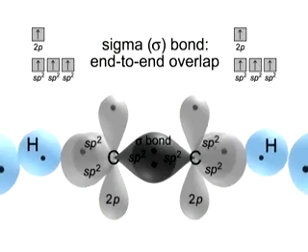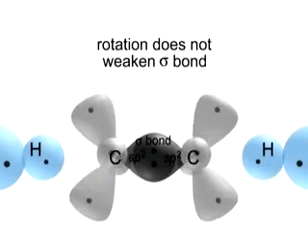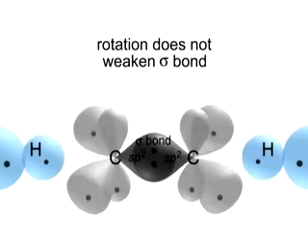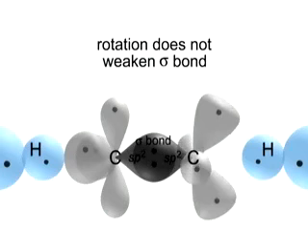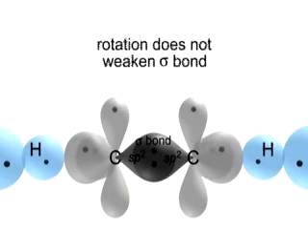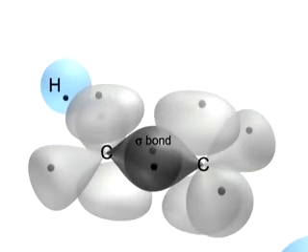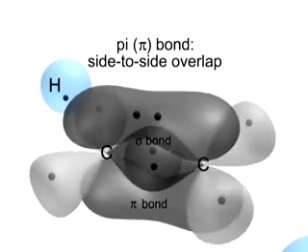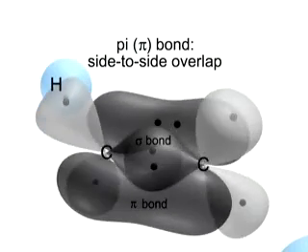It is symmetrical along an imaginary line between the nuclei and is not weakened by the rotation of one atom with respect to the other. Now, focus on the two parallel 2p orbitals. By substituting accurate representations of 2p orbitals, you see that they can easily overlap side to side. This results in a pi bond, one that is not symmetrical along the line between the nuclei.